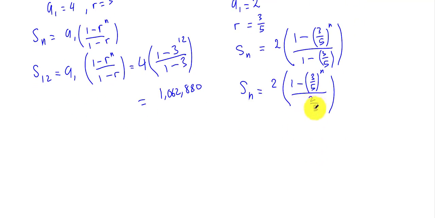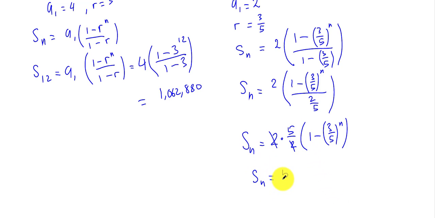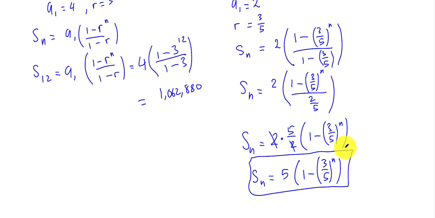Now dividing by 2/5 is the same thing as multiplying by the reciprocal of that, which is 5 over 2. So Sn is 2 times 5 over 2 multiplied by 1 minus 3 over 5 to the n power. And the 2s cancel out, you end up with just Sn equal to 5 times 1 minus 3/5 to the n power, and that is your summation formula for the whole series.